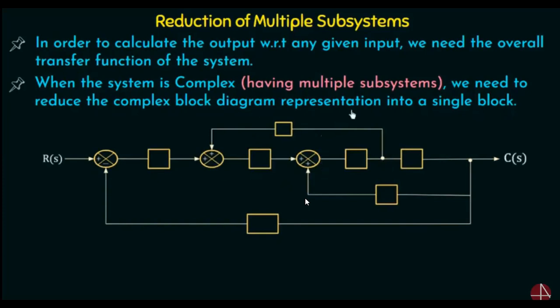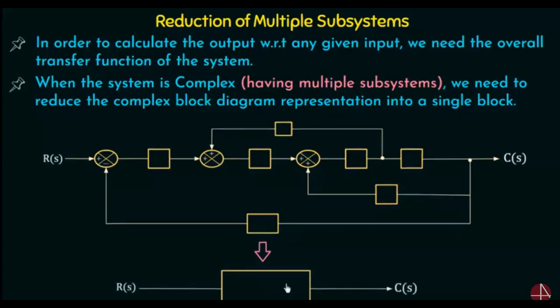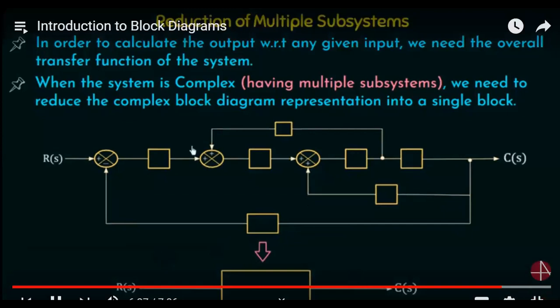If we want to calculate the overall transfer function of this multiple subsystem, we need to convert this overall system into a single block, where this block represents the overall transfer function. And the procedure by which we can reduce this complex block diagram representation into a single block diagram is called as block diagram algebra. And the block diagram algebra is based on certain reduction rules, which are called as block diagram reduction rules. We are going to discuss the block diagram reduction rules in the next lecture.